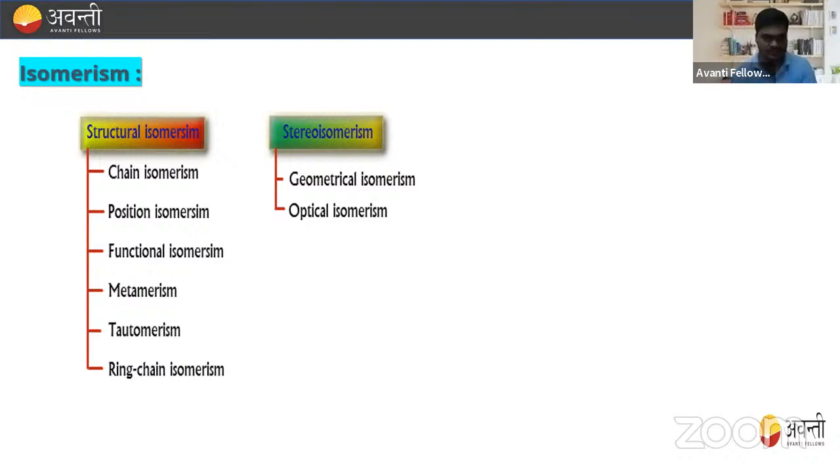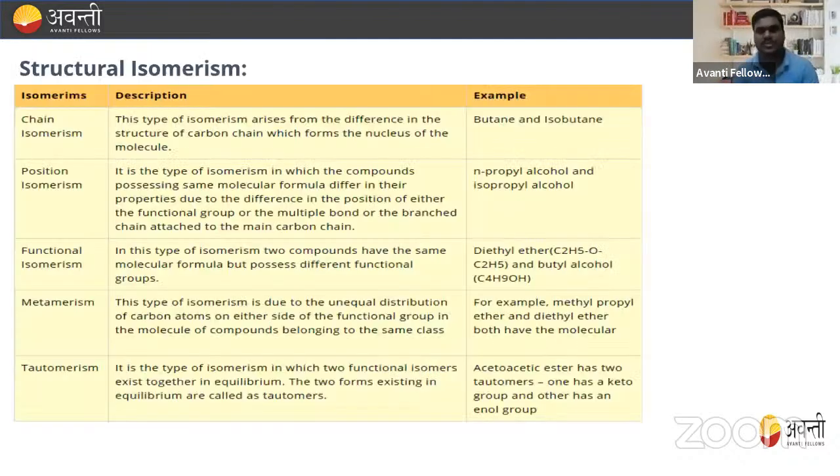So this is all about isomerism, right? No issue in this. That is chain, position, functional, metamerism, tautomerism, ring chain isomerism. And stereoisomerism, like geometrical isomerism and optical isomerism. So let's see structural isomerism, its description and examples.